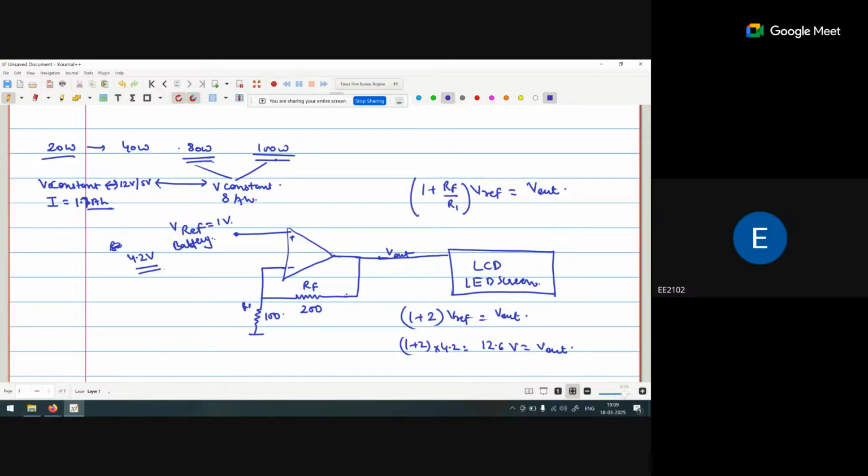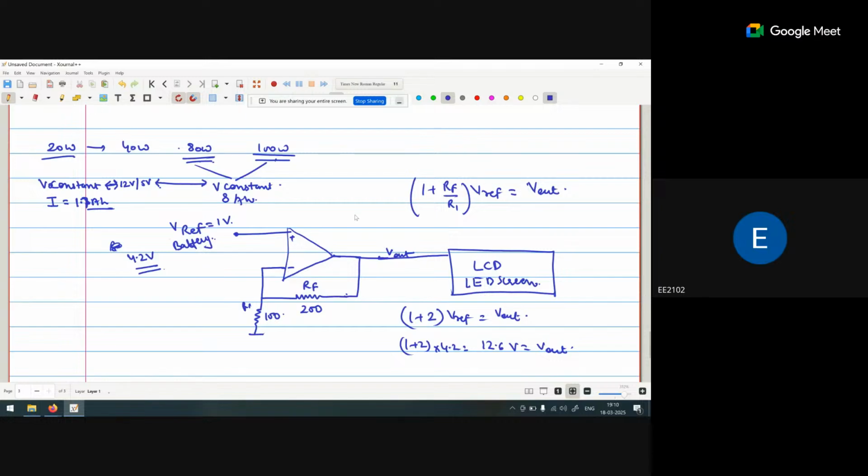Now, my LCD screen, to work for a longer time, requires that if the output voltage is greater than 9 volt, it works properly. But if it is less than 9 volt, the LCD screen will not work. My battery will provide me the 4.2 volt. Now, after use, my battery voltage will start reducing.